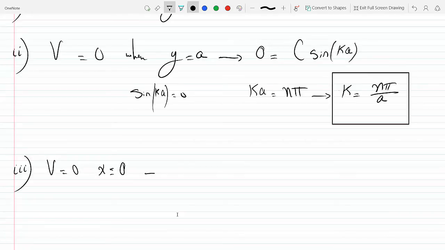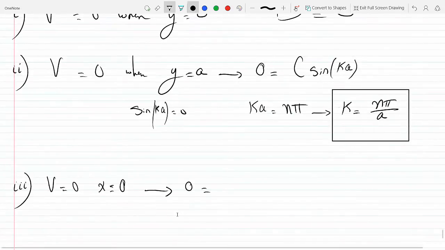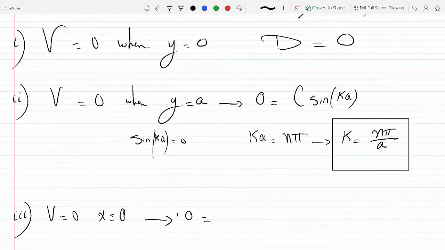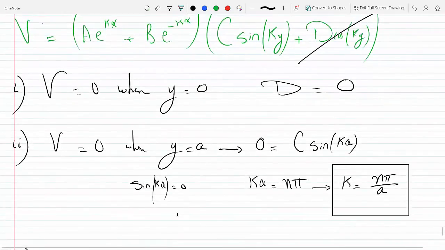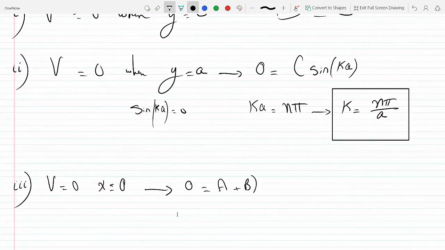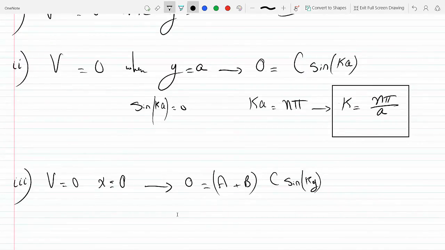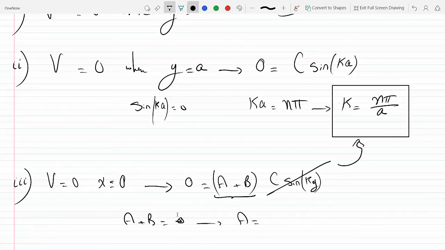Okay, well, let's see what that gives. So let's plug in 0 in what we have left. So we have 0 for the potential equals, if x is 0, we have a e to the 0 is 1, so that's a, plus b times c sine ky. Well, either this can be 0, which we've already examined, so we need to take the other one now. So a plus b equals 0, which makes a equal minus b.